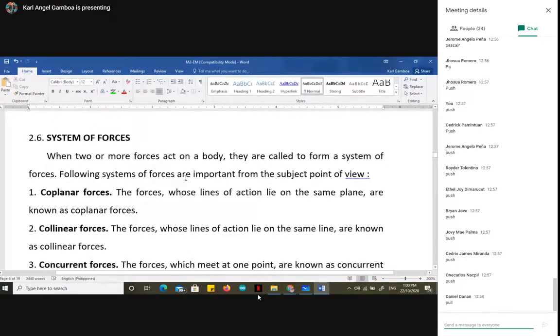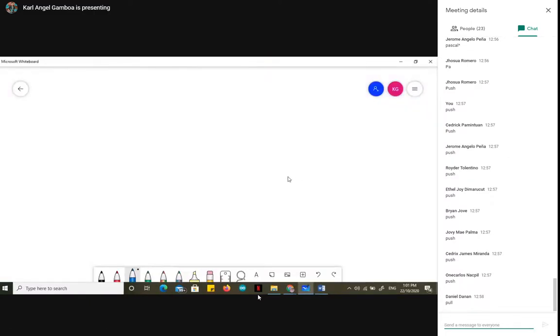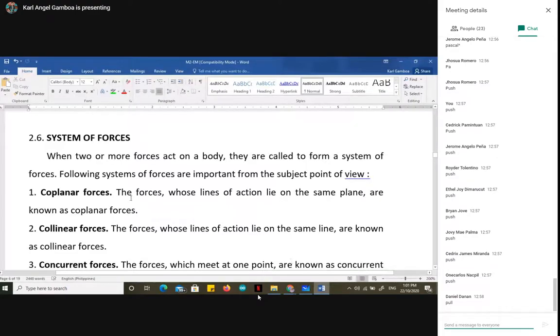Oh, ito na. So, siguro hanggang dito na muna tayo. So, sa system of forces, basically, when two or more forces act on the body, they form a system of forces. So, what are those forces? First, we have the coplanar. So, what do you mean by coplanar? As per definition, when you say coplanar, these are the type of forces in which the lines of action lie on the same plane.